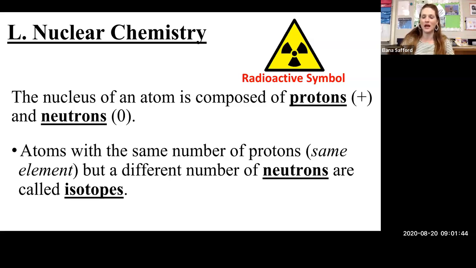The nucleus of an atom is composed of protons, which are positively charged, and neutrons, which have no charge. What they do have, though, is weight, and this is very important from a stability standpoint. So even though atoms are always going to have the same number of protons, there may be a different number of neutrons on the inside. We've talked about this before, and we call them isotopes. You may be thinking, well, if they have no charge, why does it even matter? And again, it's because of the differences in the weight.